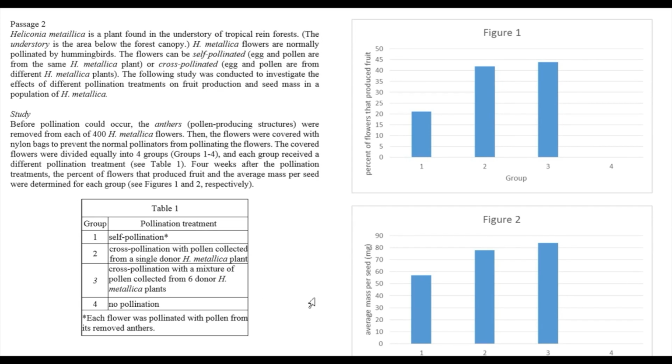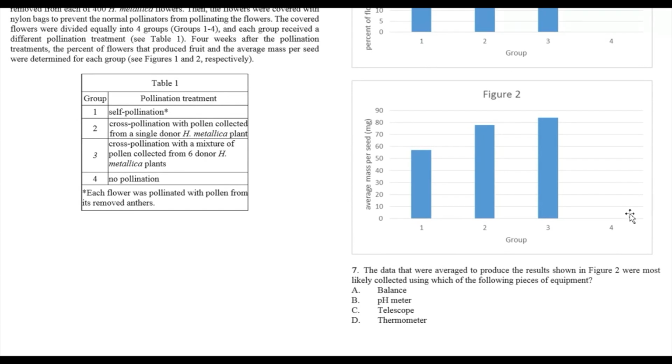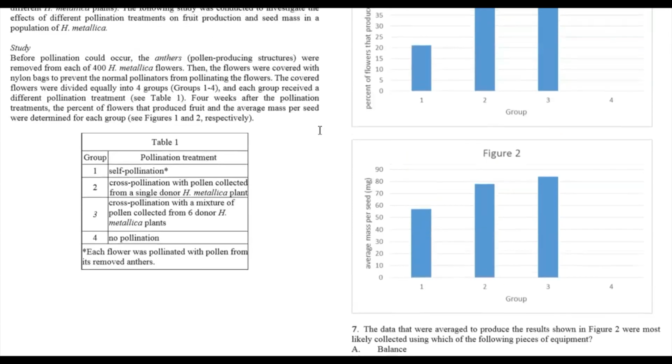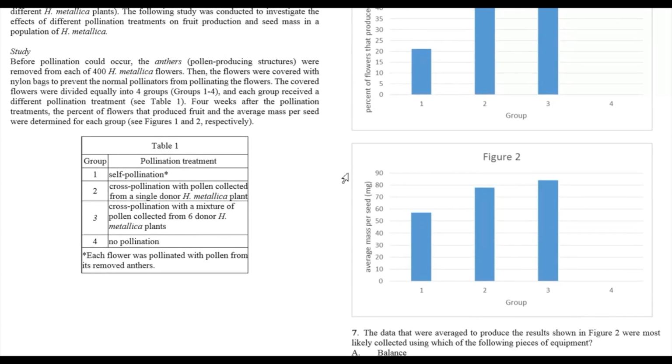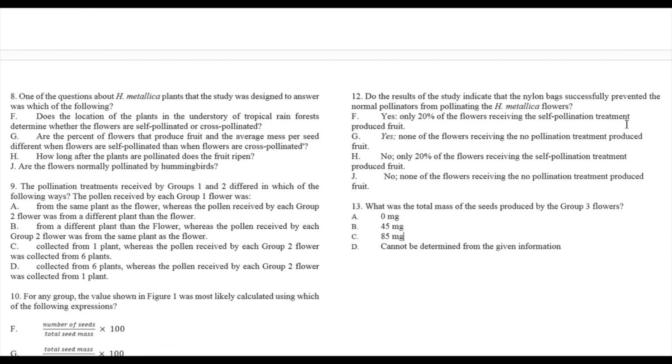And so we can look at Figure 1 and Figure 2 and see the percent of flowers that produce fruit and the average mass per seed. Checking out Group 4, we see that, alright, so no flowers produce fruit, and therefore the average mass per seed is 0. So it appears that no pollination occurred in Group 4 because the nylon bags were successful at keeping out external pollinators. Let's scroll on down and look at the options here.